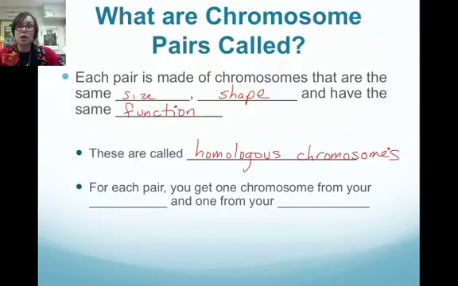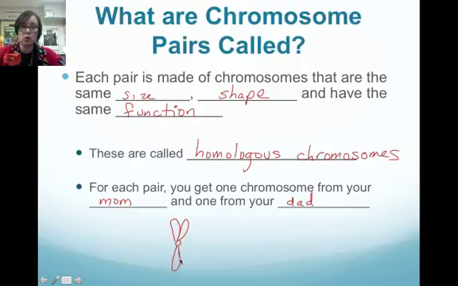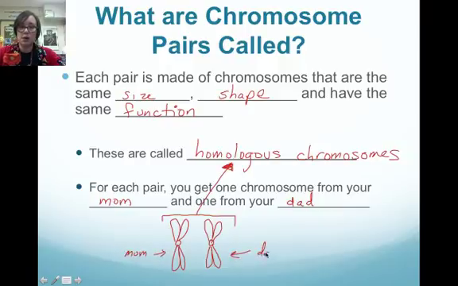And now the next thing that we need you to understand is that you get each half of the pair from two different individuals in sexual reproduction. So for you, humans, for each pair you get one chromosome from your mom, and the other chromosome of the pair you get from your dad. So let me quickly draw you what this might look like. So here's one chromosome. And this chromosome has a twin that's roughly the same size, shape, and controls the same function. And because they're roughly the same size, shape, and control the same function, we can say that these two chromosomes are homologous chromosomes or homologous pairs. And we know that one came from mom and the other one came from dad.